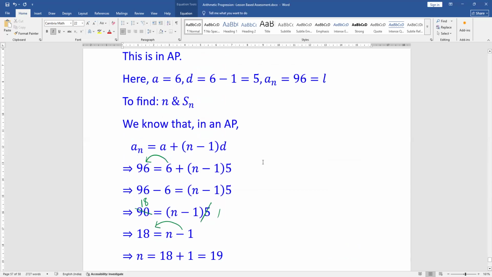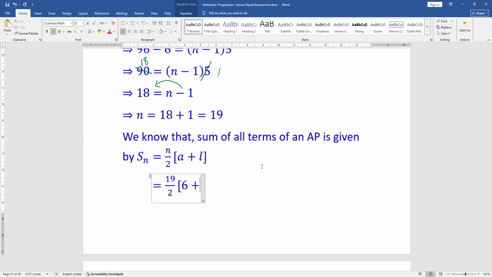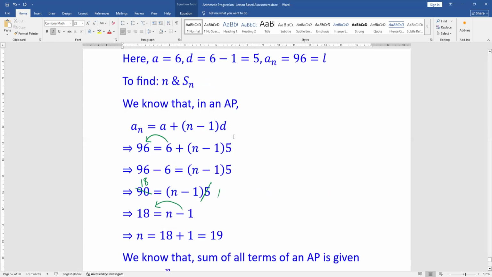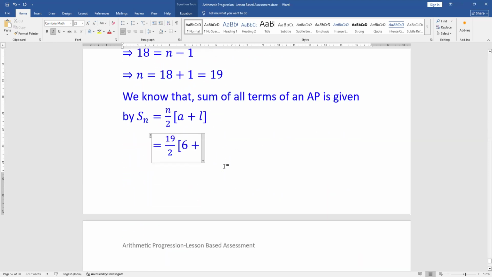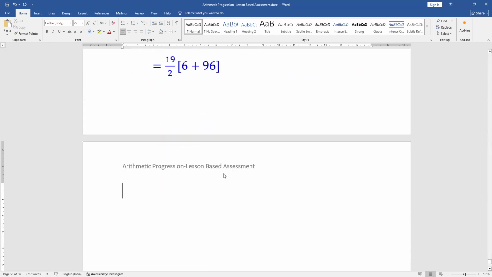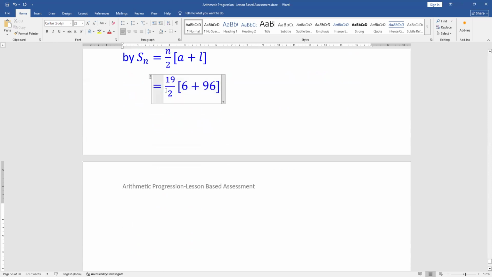a value is 6. 6 plus l is how much? l, the last term, is 96. Okay, then I get S19 equal to 19/2. Here 6 plus 96 will give you how much? It will be equal to 102. Correct? So it is 102.